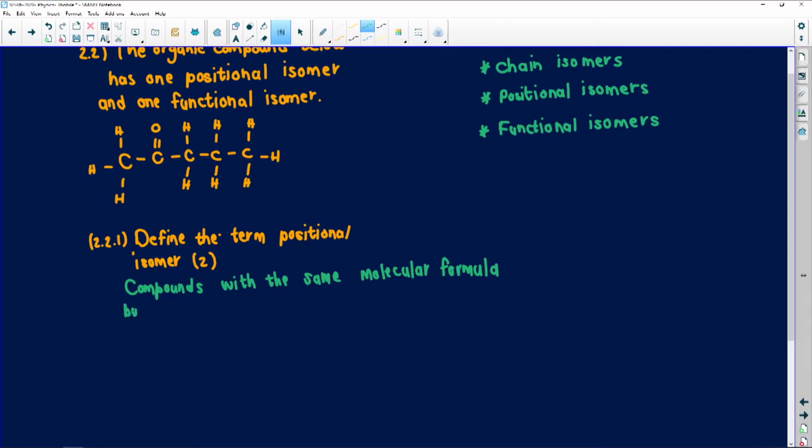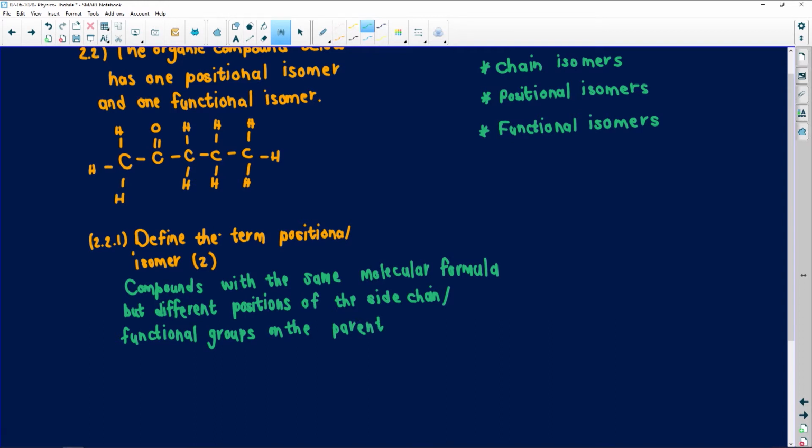So it's compounds with the same molecular formula, but different, and this is the key word, positions. Remember, if Tobile is sitting on a chain and she sits somewhere else, she's just changed positions. Positions of the side chain. What changes? It's the side chain. Or the functional group, or the functional groups, on the parent chain.